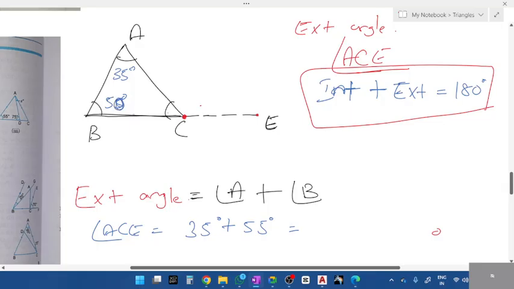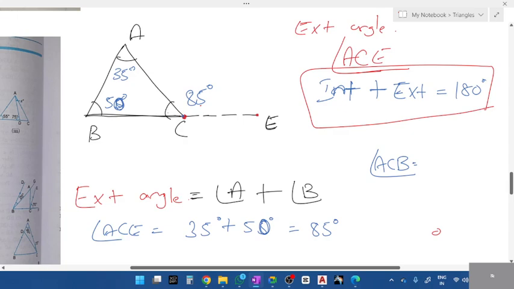Okay, let me take 50 here. 50. 35 plus 50? No, no. 85 degrees. Yes. So this exterior angle is 85 degrees. If this is 85 degrees, how will you find ACB, students? What is ACB? Interior or exterior?